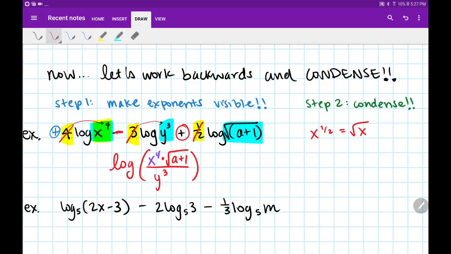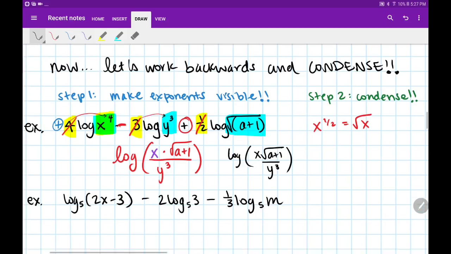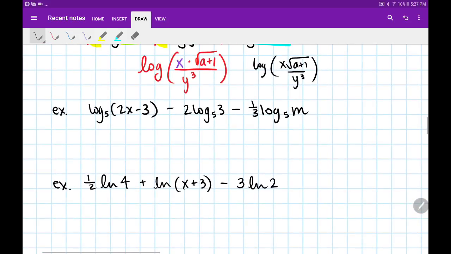So the most common mistake that people make is they accidentally start adding things. You will never ever join things using addition. Remember, they all started as pieces that multiply. So this would be our final answer, something like log of x root a plus 1 all over y to the 3rd. Not so bad. Let's do another example.